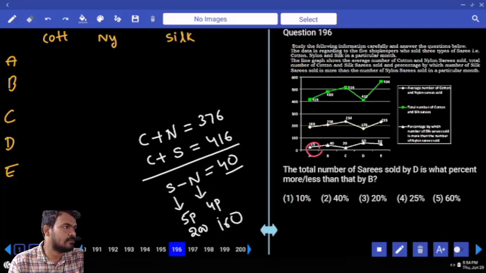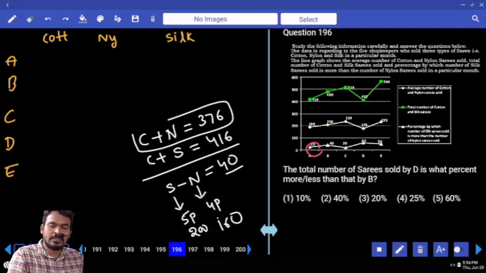Means silk is how much? 200. Nylon is 160. Cotton plus nylon is how much? 376. From that, subtracting the nylon value 160, we get the cotton value: 216. Okay, then write every value.